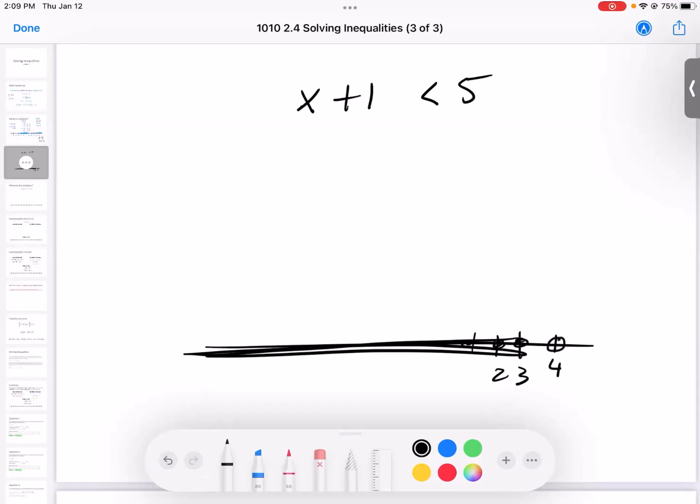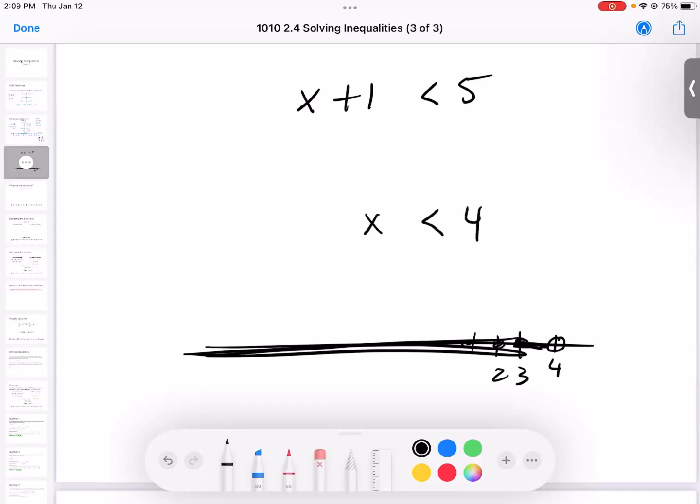And I'd have an open circle there because if I plug in a 4, 4 plus 1 is not less than 5. But if I plug in a number that's just a teeny bit smaller than 4, like 3.99999, then it does work. So in this case, we can see just by what we know about solutions that our solution set should be x is less than 4.